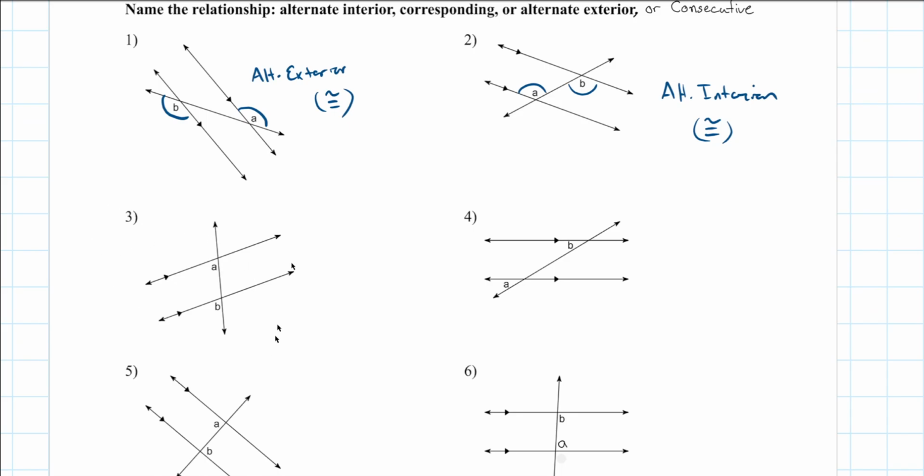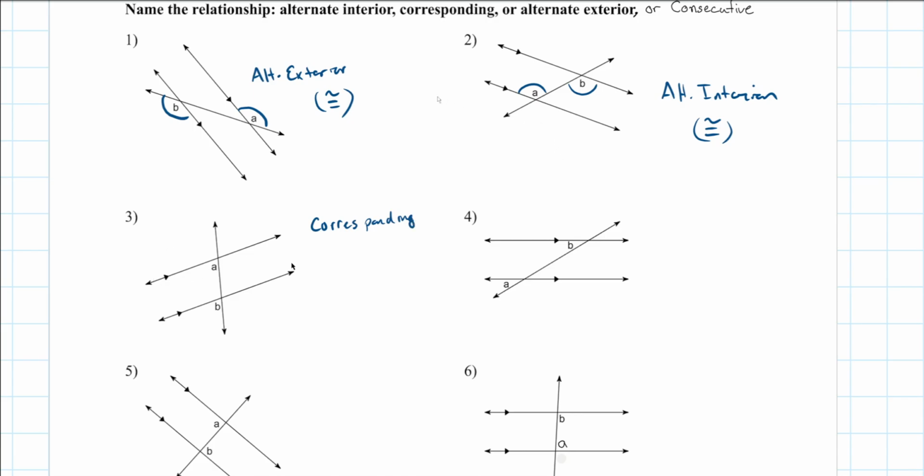Let's look at number three. Okay, we've got A and B. One's on the inside, one's on the outside, so it's not alternate interior or alternate exterior, so we can cross those off. So it can only be corresponding or consecutive. Now, this one's going to be kind of tricky to find, but consecutive angles are angles that are both on the inside. These aren't both on the inside, so that leaves us with just corresponding. So there we go. These must be corresponding angles.